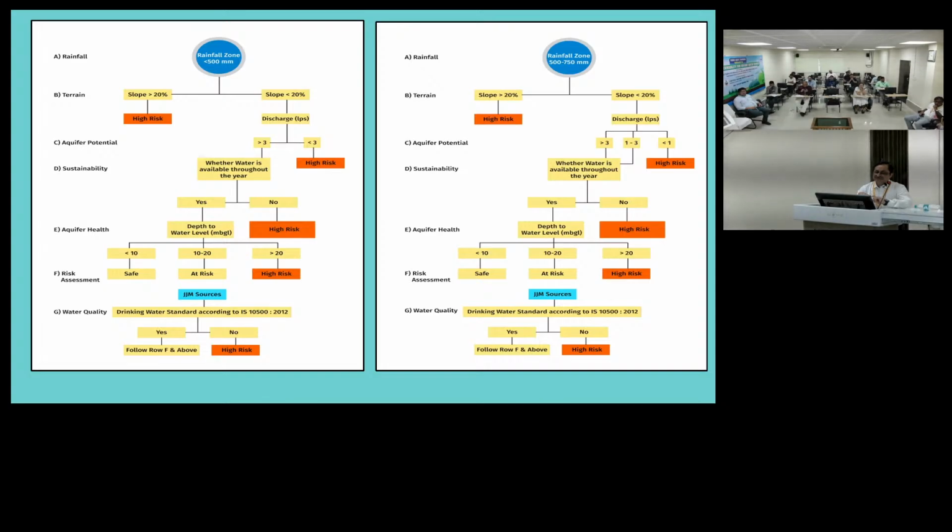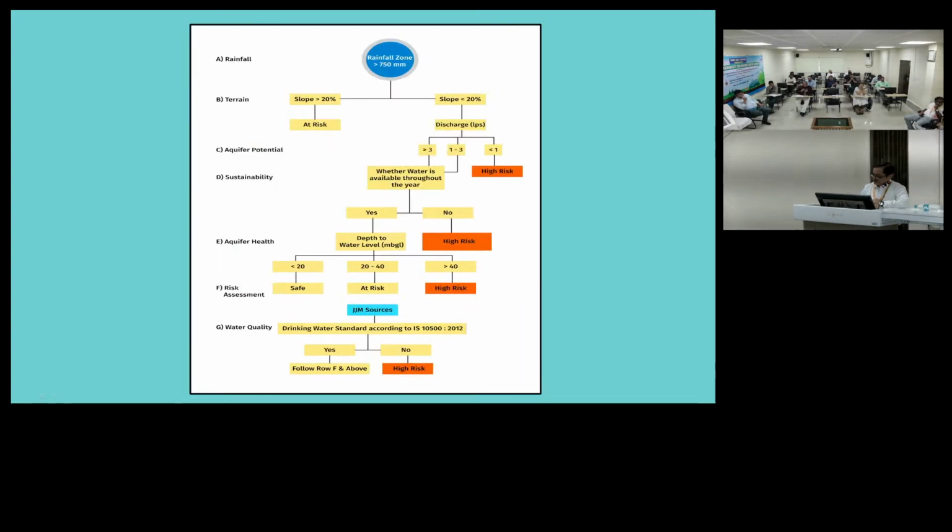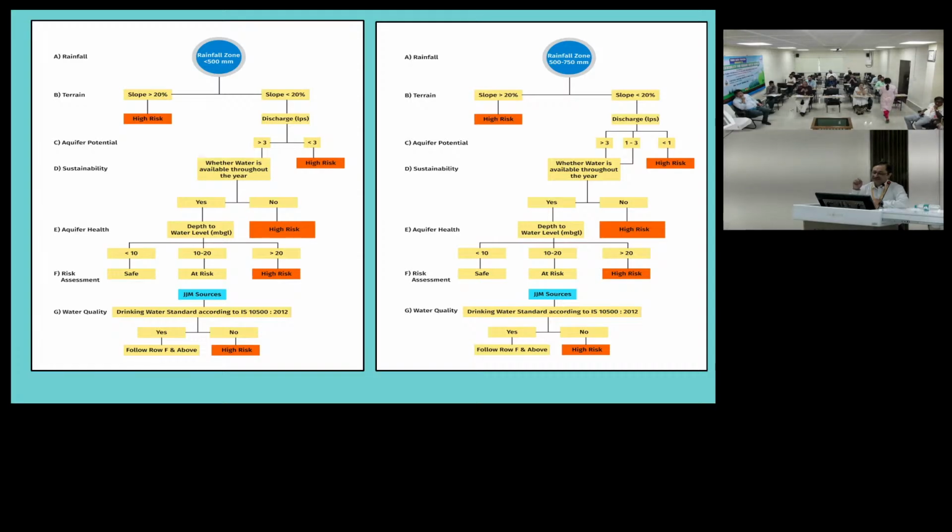If it is more than 20% slope and rainfall is very low, less than 500 mm, it directly goes to high risk. If slope is less than 20% and discharge is more than 3 LPS, we are making two categories, less than 3 LPS or more than 3 LPS. If discharge is less than 3 LPS, it will go to high risk. If it is more than 3 LPS, then we have to check whether water is available throughout the year. If yes, then we will go further, otherwise if no, we will call it a high risk village.